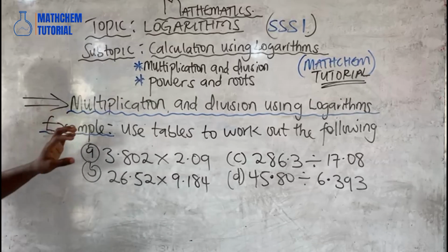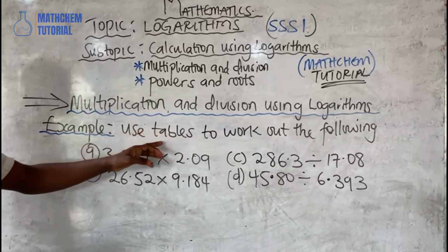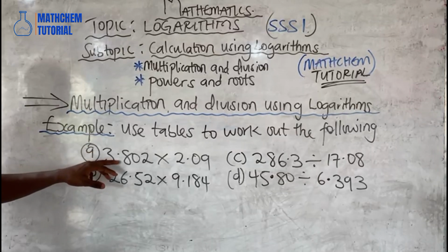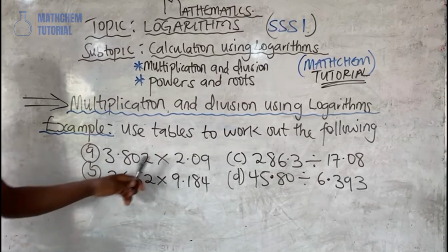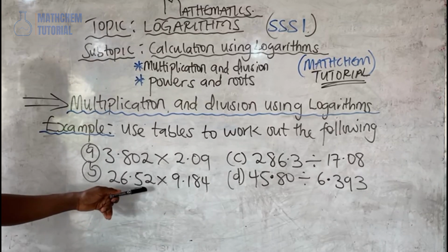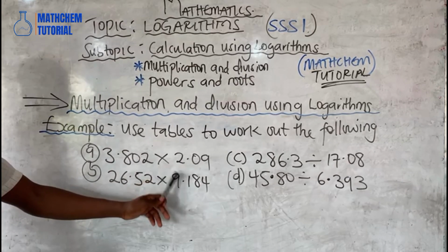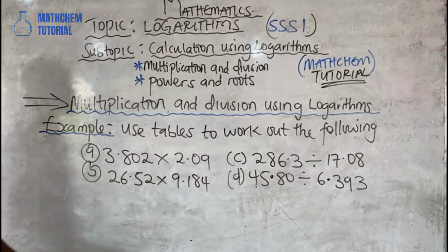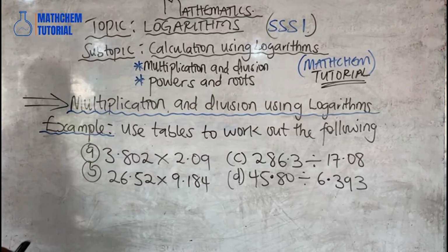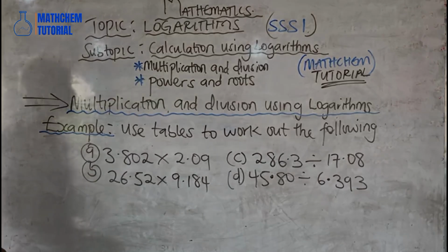Now the examples we are going to be looking at are: use tables to work out the following, such as the first one, A, 3.802 times 2.09, and B, 2.652 times 9.184, C, 286.3 divided by 17.08, also D, 45.80 divided by 6.393.